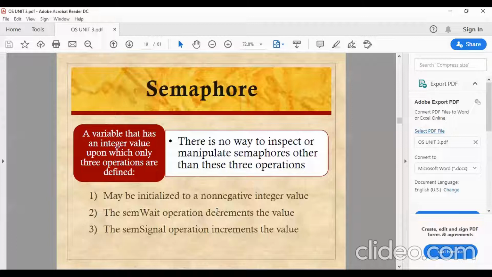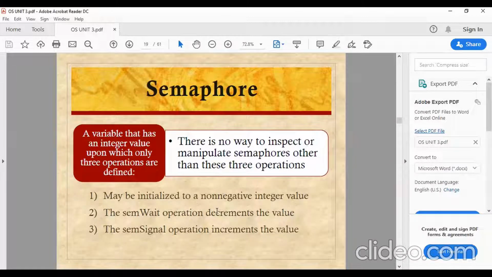Now in a general example, what is an actual semaphore? Suppose I explain it with the example of a railway track. The track is nothing but the resource required by the train. Whenever the track is allocated by the train, this is what initialization means. That train is allocating this railway track.